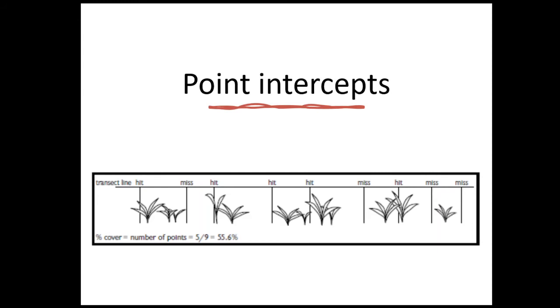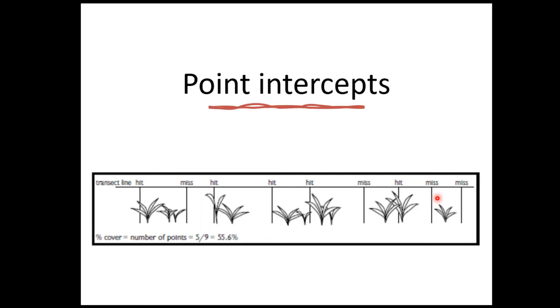So points are measured either with pins that touch the vegetation. Okay, so this here is a hit or miss, hit, miss, hit, miss. Or with a crosshair optical sighting method. Okay, pins have the advantage of being inexpensive and easy to use.